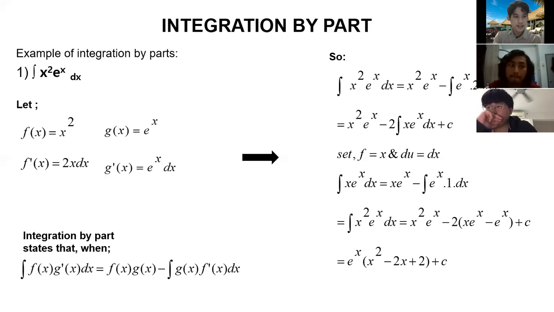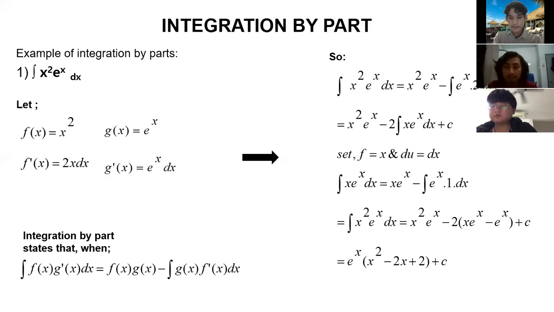So here we can see let f(x) be equal to x to the power of 2, f'(x) equal to 2x dx, and then g(x) equal to e to the power x, and then g'(x) equal to e to the power x dx. So the integral of x to the power of 2 e to the power x dx equals x to the power of 2 e to the power x minus the integral of e to the power x times 2x dx, equals x to the power of 2 e to the power x minus 2 times the integral of x e to the power x dx plus C.